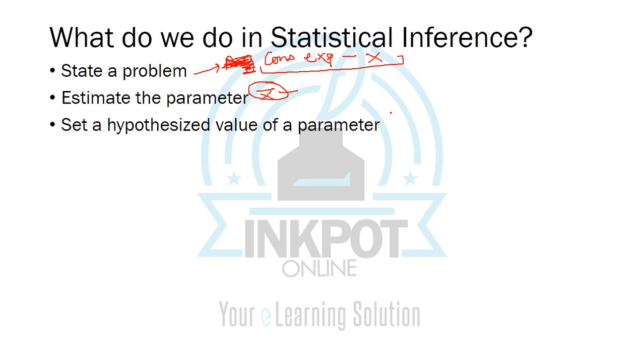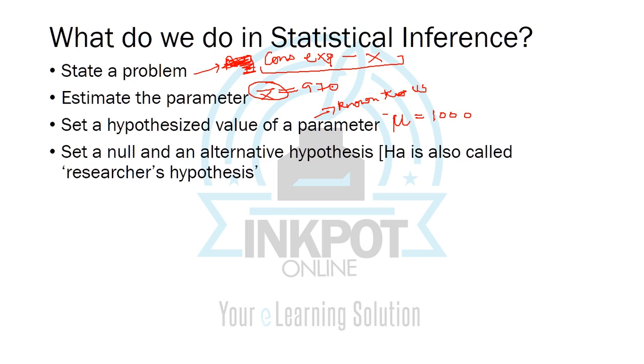Now this is something which is known to us, right? So we set up this parameter value. So let's call this 1000, and let's say that X bar is 970.